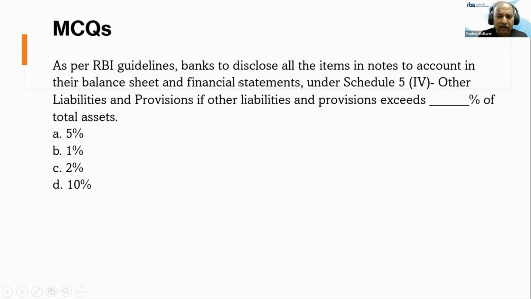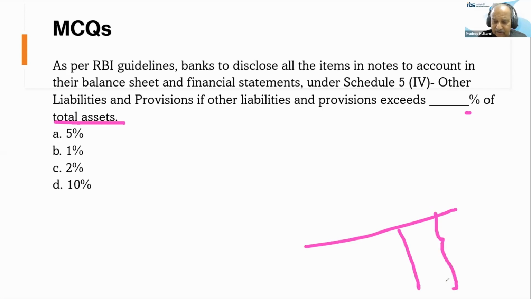Yes, good. As per RBI guidelines, banks have to disclose all items in the notes to accounts in their balance sheet under Schedule 5, Other Liabilities and Provisions. If other liabilities and provisions exceed how much of total assets? So here is a bank balance sheet. This is the asset side. This is the total assets, and how much percentage should it be, so that the details of that particular other liabilities compulsorily need to be disclosed as a disclosure.